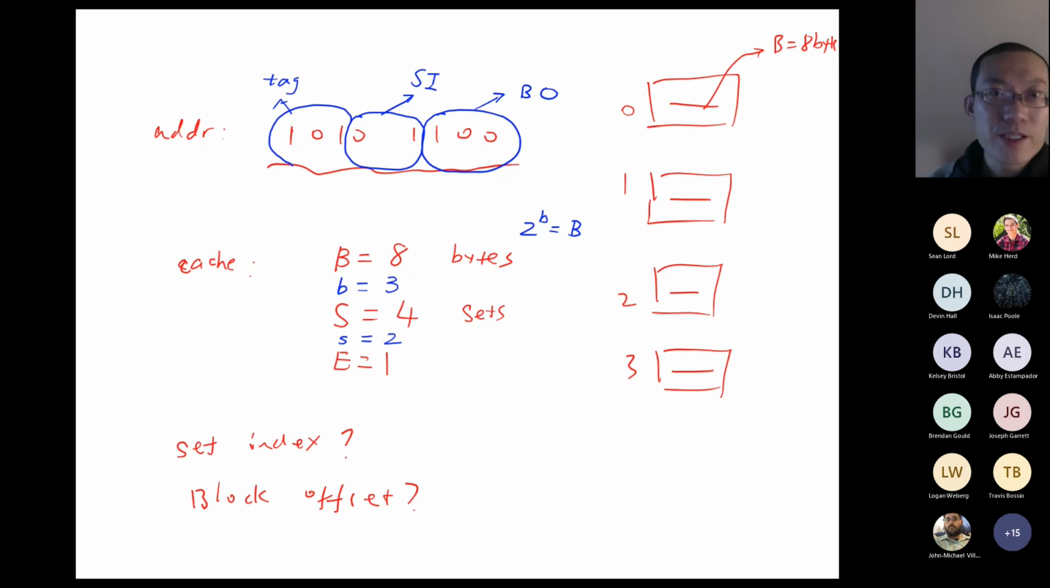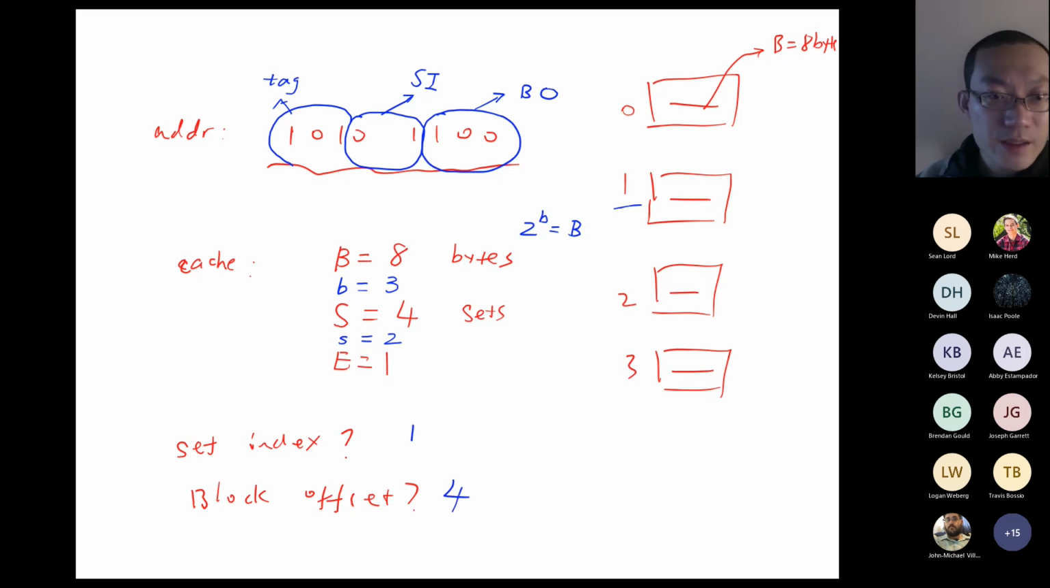So after that, we know that the set index we're going to look into is 1. So we would go to set number 1. And then the block offset is 4.